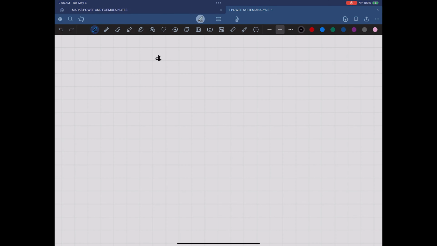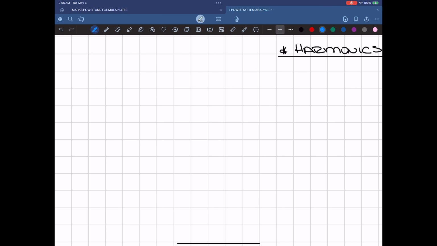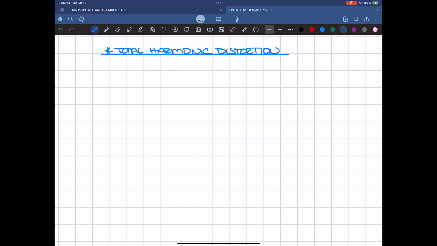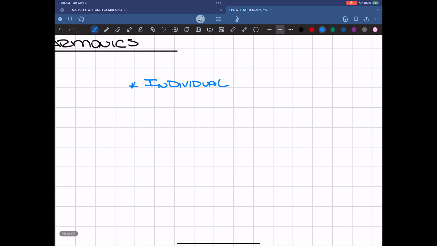I wanted to go over a topic that was a little bit challenging for me, total harmonic distortion. Now, I'm not going to go into the semantics of the topic because I'm assuming you already have a familiarity with it. So as we know, THD is equal to the square root of the sum of all the harmonics, not including the fundamental harmonic, over the fundamental harmonic. Then we have the individual harmonic distortion.